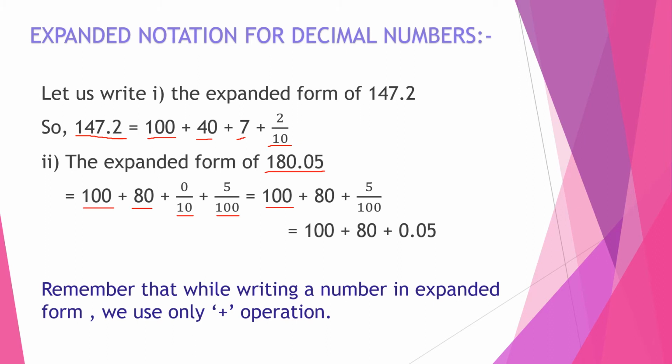That means 100 plus 80, right? Plus 0 upon 10, that makes 0, so no need to write that. So plus 5 upon 100. Now 5 upon 100 means 0.05. So we'll write the expanded form like that: 100 plus 80 plus 0.05. I hope all of you understood how to write the expanded notation for decimal numbers. Remember one more thing, while you are writing a number in expanded form, we are always using the plus operation, right?